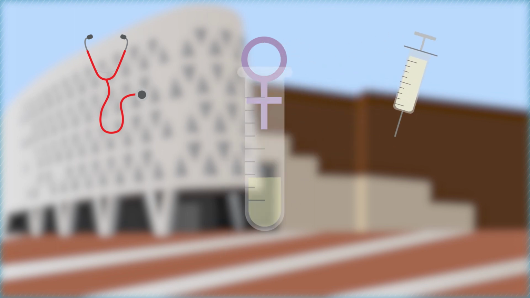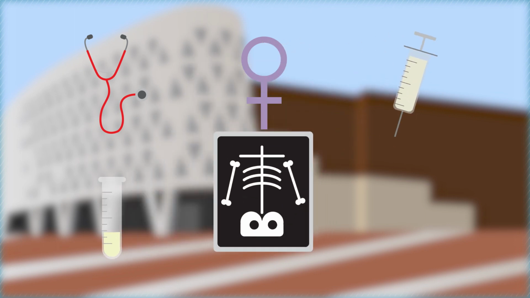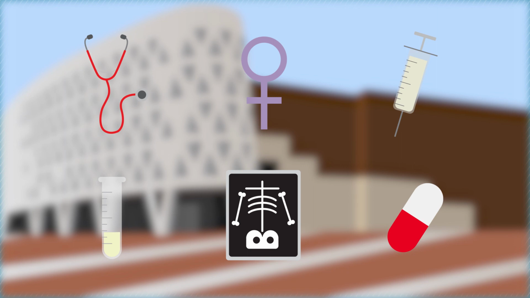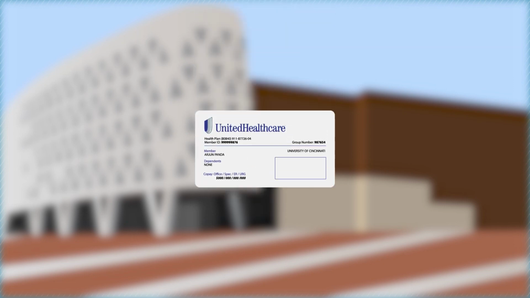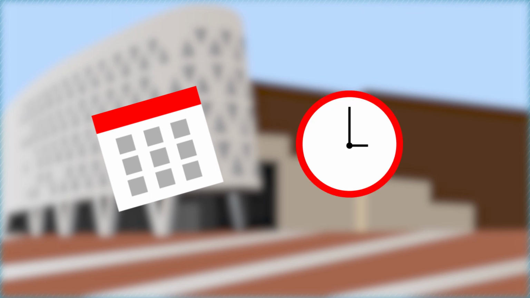At UHS, you can receive primary medical care, women's health services, vaccinations, laboratory services, and x-rays. There's even a pharmacy. Generally, visits are by appointment only. The cost of most services is covered if you have the UC Student Health Insurance plan. Make an appointment and look up times and locations by visiting the UHS website or by calling their office.